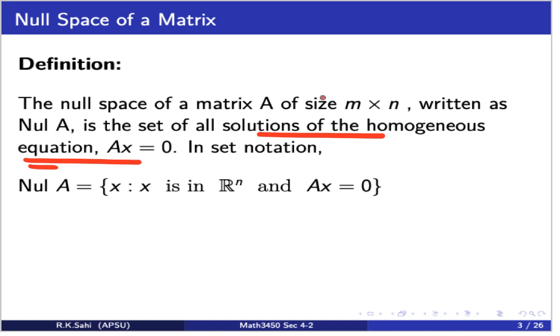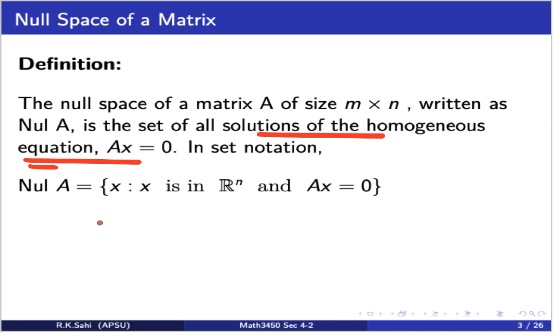And here we're looking at a matrix of size m by n. So once again, the null space of a matrix of size m by n is the set of all solutions of the homogeneous equation Ax equal to 0. And here it is in the more concise set notation form.